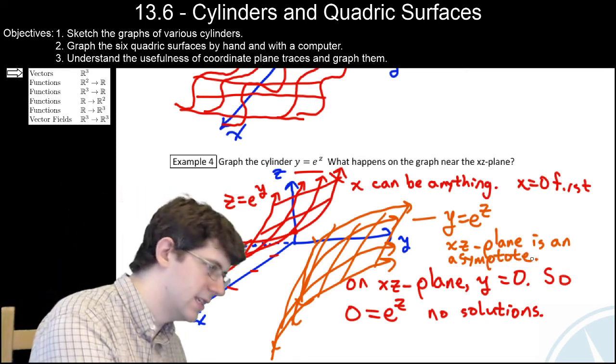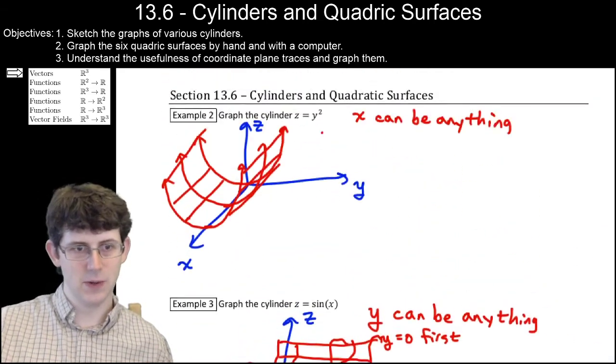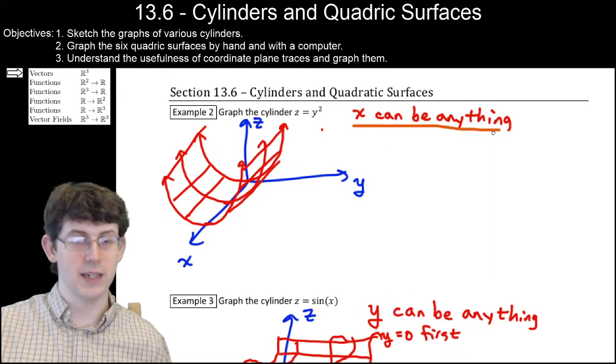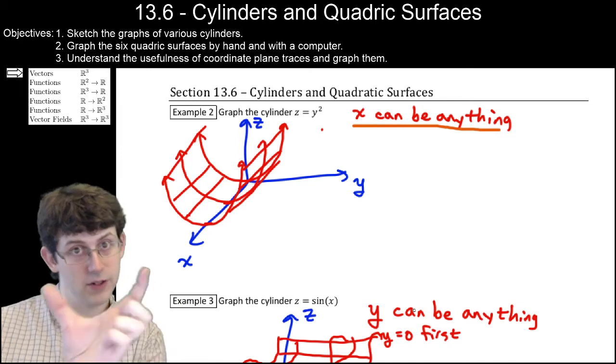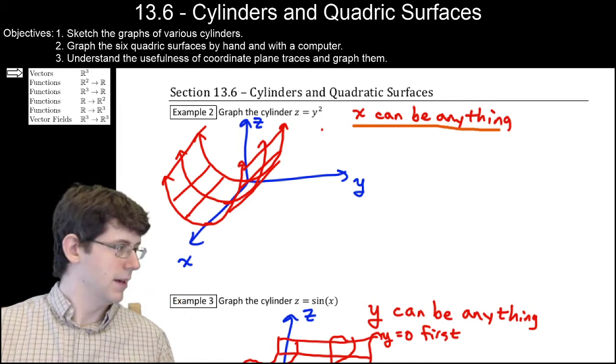Okay, let's get the computer to draw a couple of these. The main thing you were supposed to take away from this, though, was if there is a variable missing, that variable being missing from the equation means that that variable can be anything you want. So you set it equal to 0 first and draw the shape, and then make a cylinder out of that shape.